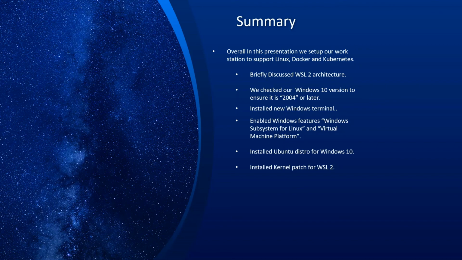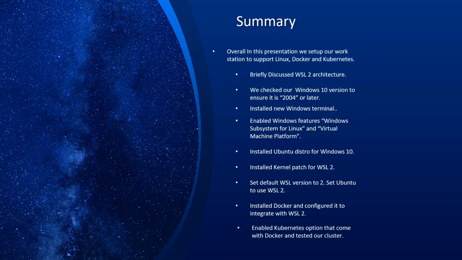We installed the kernel patch for WSL2. We set the default WSL version to version 2. We also set Ubuntu to use WSL2. We installed Docker and configured it to integrate with WSL2. We enabled the Kubernetes options that come with Docker and tested our cluster.